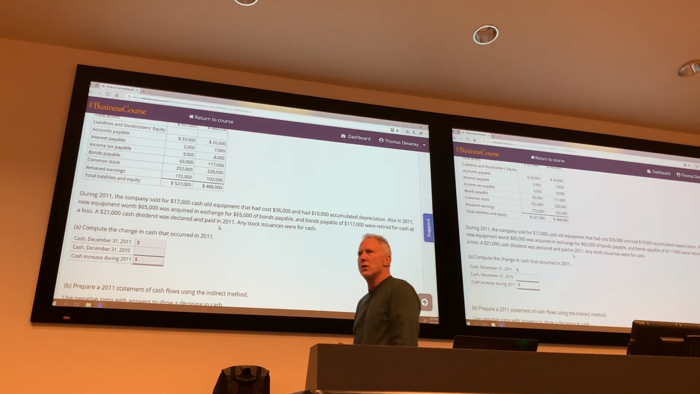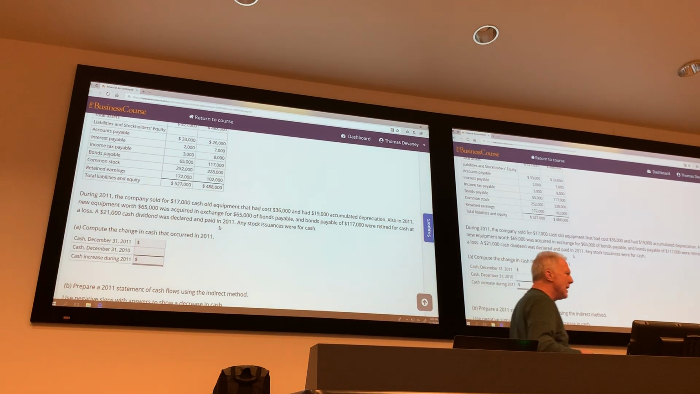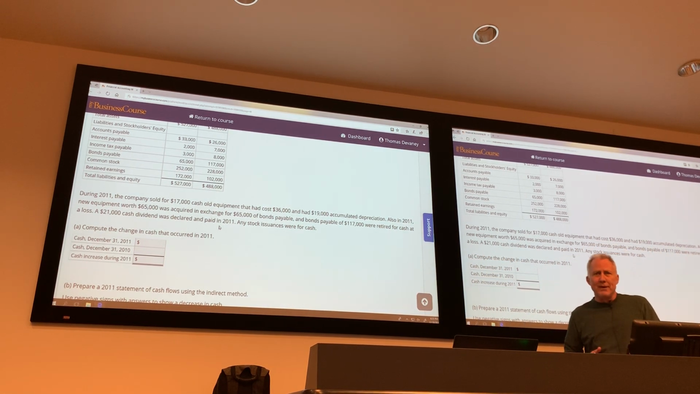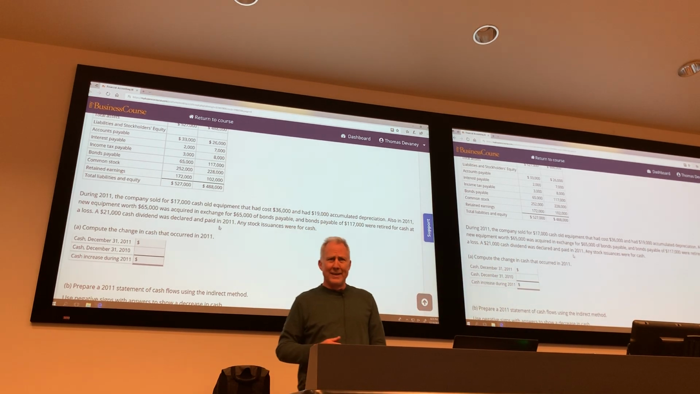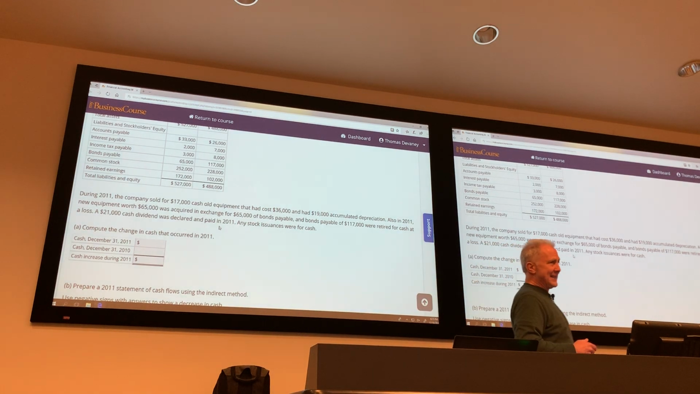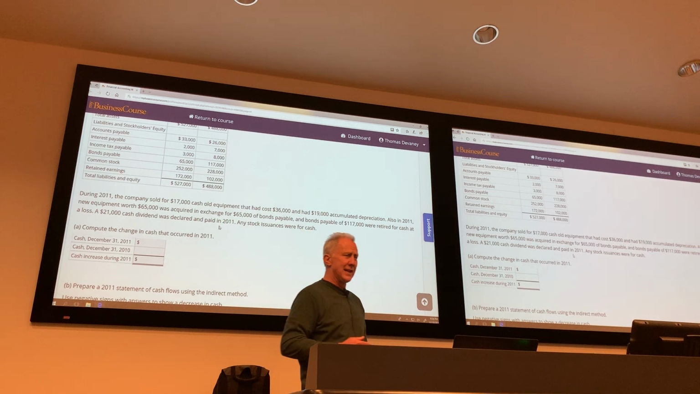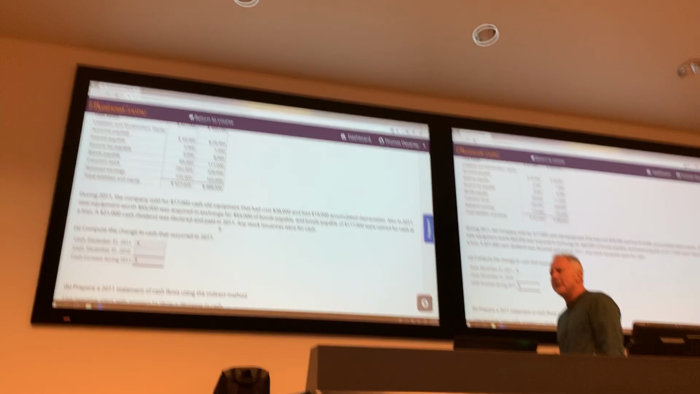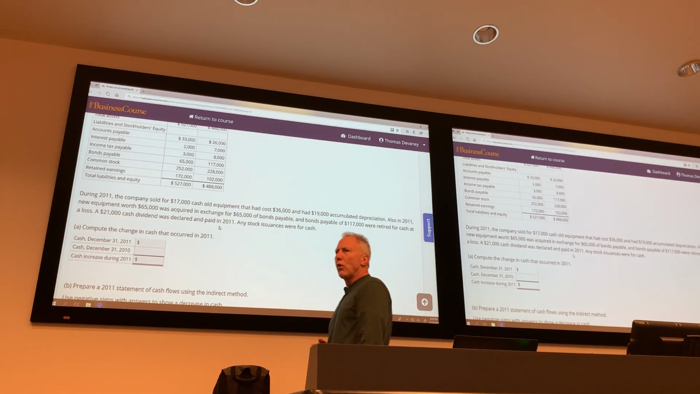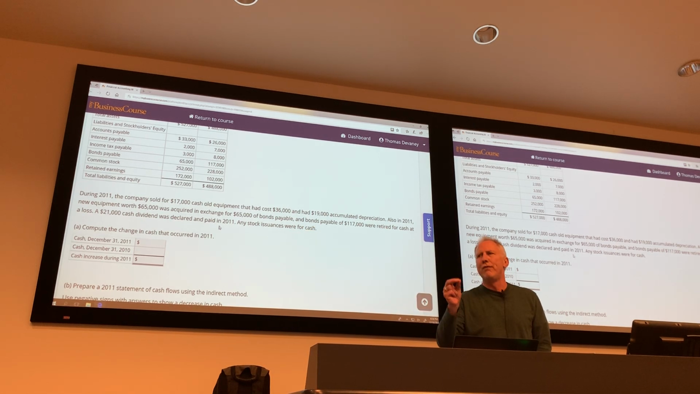We always have to disclose how much cash was paid for interest and how much cash was paid for income tax. If you are not astute to the fact that these are accrual-based financial statements, you might go right to the income statement and look at interest expense and assume that is the cash paid. That is not the cash paid. That is the current year expense. There is a beginning liability for interest payable and an ending liability for interest payable. The same thing is true with the income tax expense.